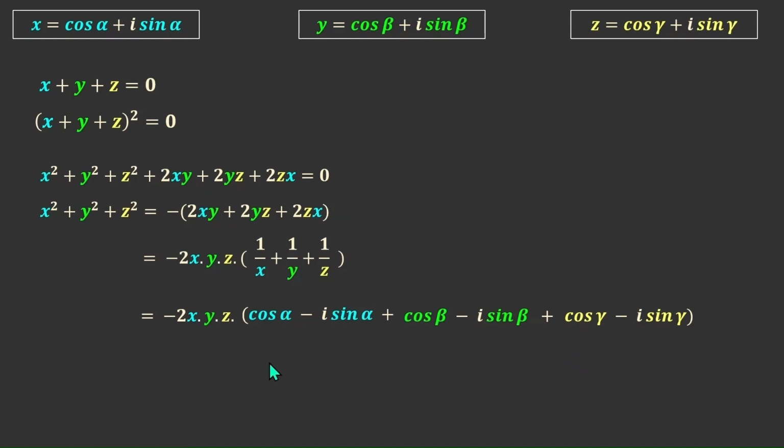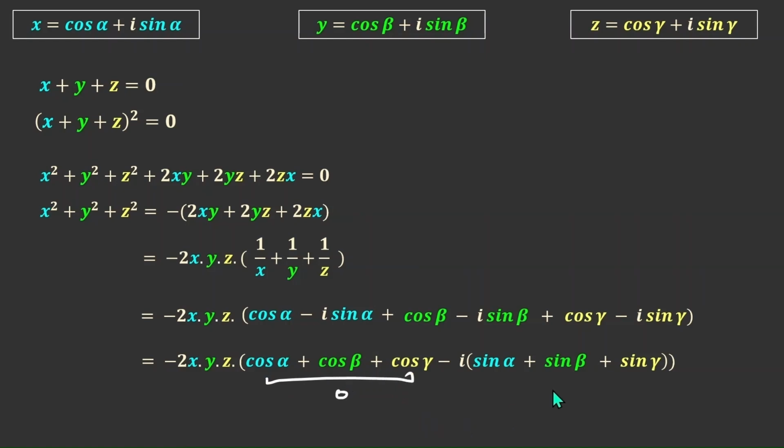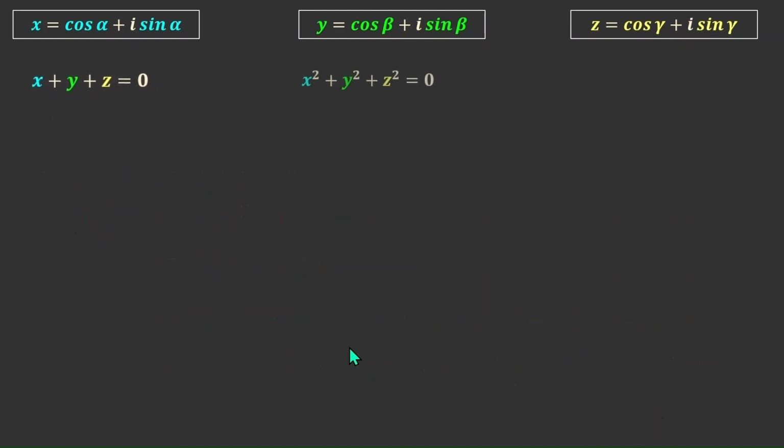And now let's take the real terms one side. So we get minus 2xyz into cos alpha plus cos beta plus cos gamma minus i into sin alpha plus sin beta plus sin gamma. But as we saw earlier, what is given is that this term is 0, and similarly this term is also 0. So this entire thing is 0, which means that this would be 0. And so we got that x square plus y square plus z square is equal to 0.